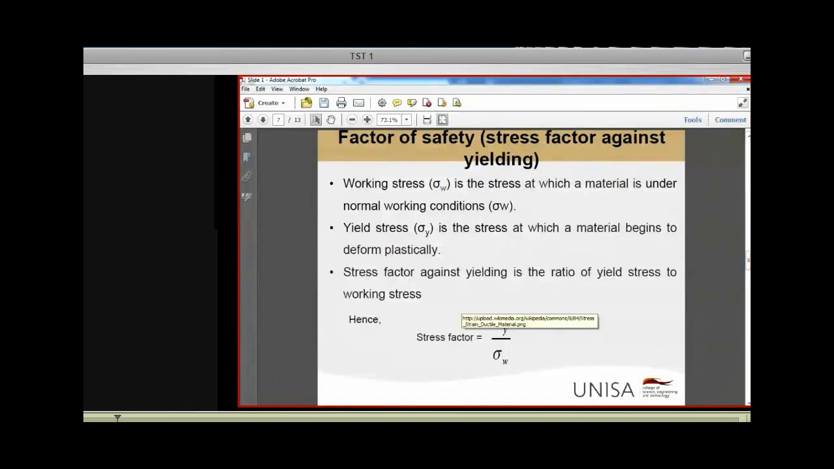But once the material gets to the yield stage, that is when the deformation starts. That is when we start seeing deformation in the material. So at that point, what happens is the yield stress. So we said the yield stress is a stress in which the material begins to deform plastically. At that point, any increase in stress will give a greater increase in strain, whereby the stress factor is now the factor against yielding, which is the ratio of the yield stress to the working stress. So the stress factor is the ratio of the yield stress over the working stress.